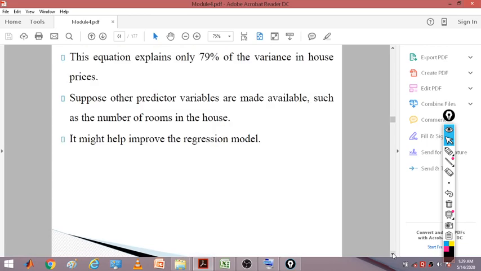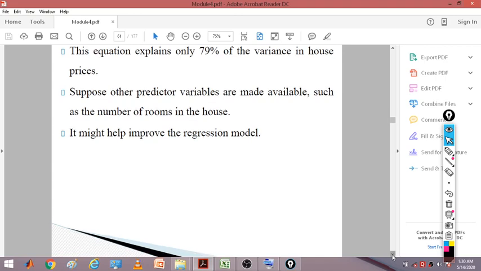In general, we always mention that the equation explains only 79% of the variance in the house prices. Suppose other predictive variables are made available, such as the number of rooms in the house, it might help improve the regression model. Here we had only one feature, that is the size in square feet. If you have a few more variables or features defined, the predictions can be improved, so the accuracy of your regression model would be improved.